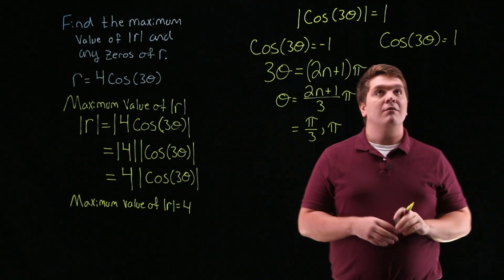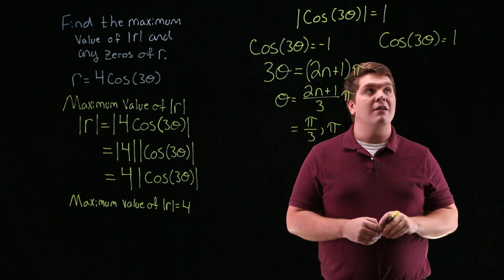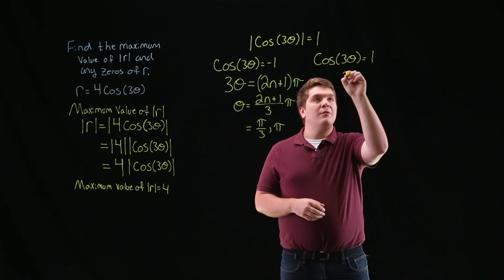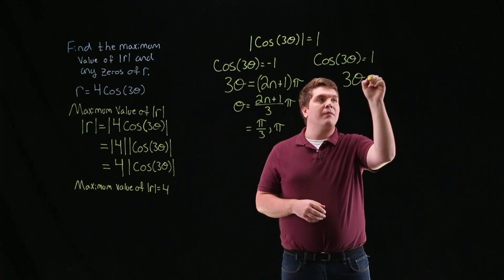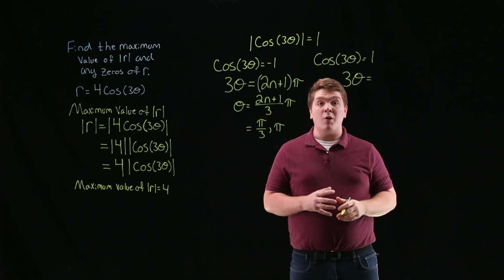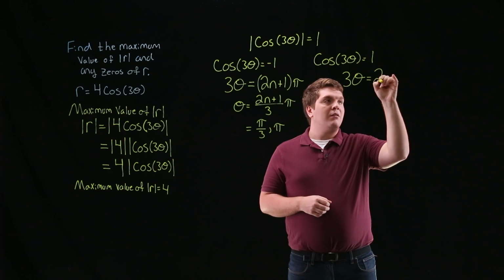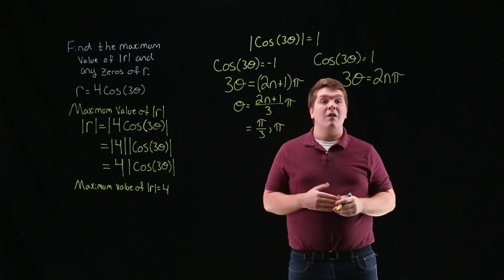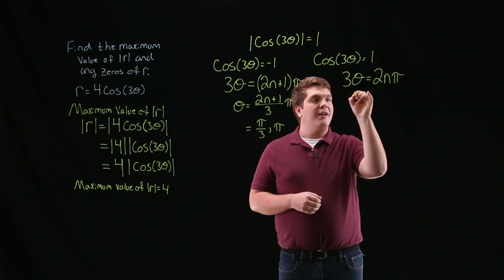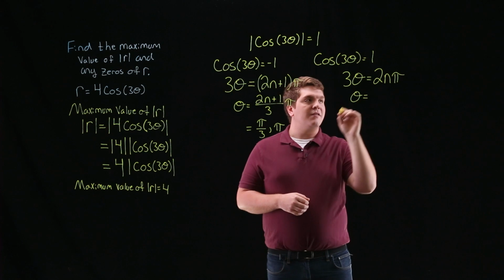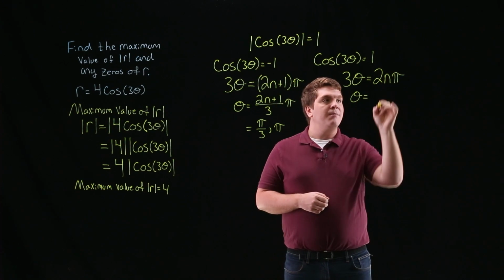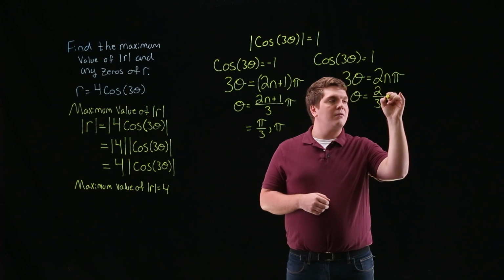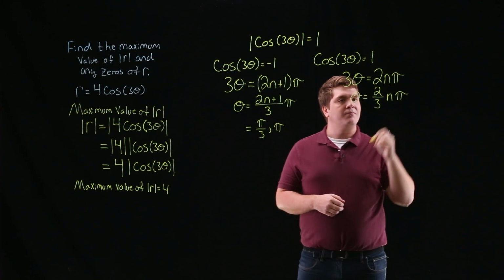The next equation we want to solve is cosine of 3 theta equals 1. The solution to this equation happens when our angle 3 theta is equal to even multiples of pi. So that's when 3 theta is equal to 2 times n pi. We can solve for theta by dividing both sides of this equation by 3, so we have theta is 2/3 times n pi.